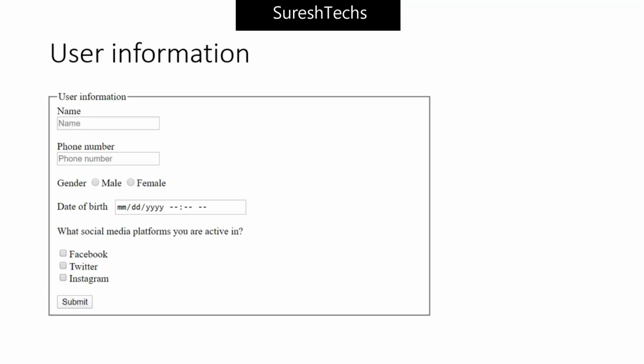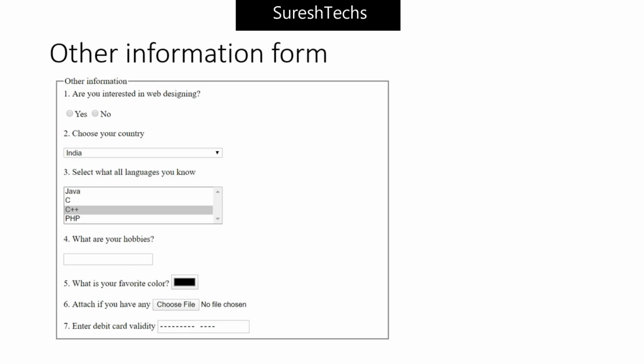Now let me go back to our presentation. So this and this we have completed, and this is another form, right? If you look at this form, you have a radio button which we have worked on already, and you have something called a select here. Here you have a multiple selection, and here you have some other element, and this is for the color picker, and this is to choose the file, and finally here you have some other fields.